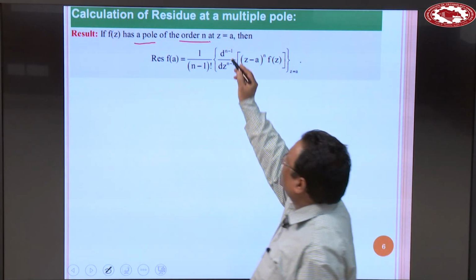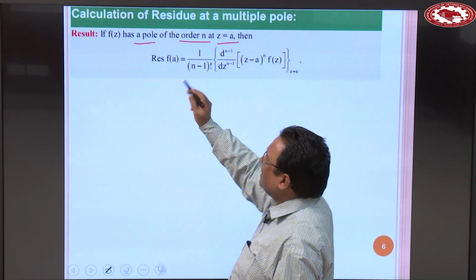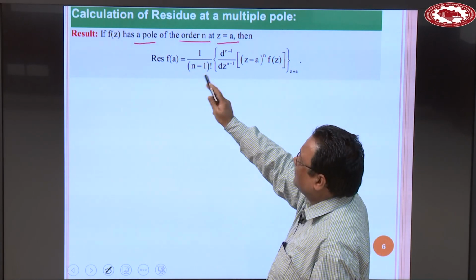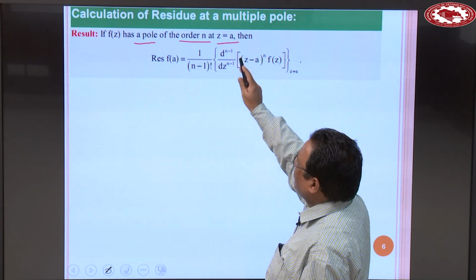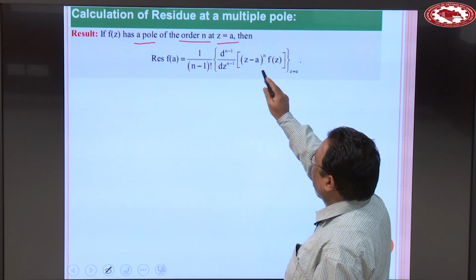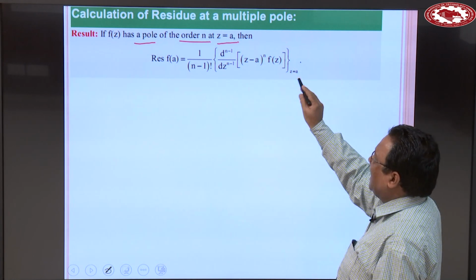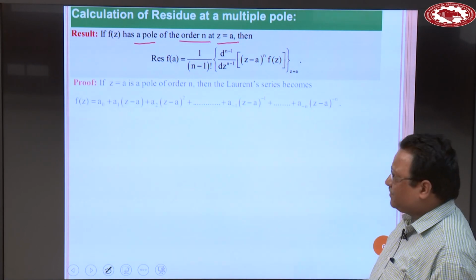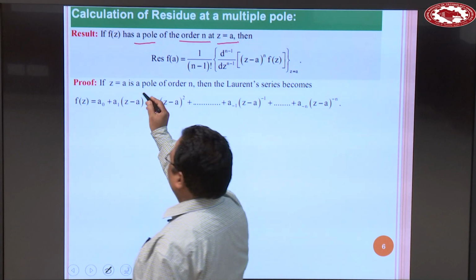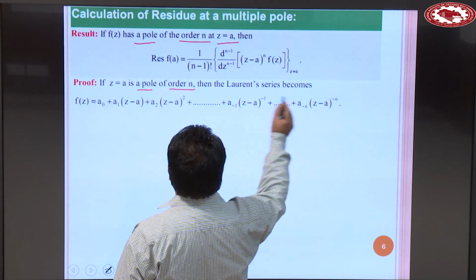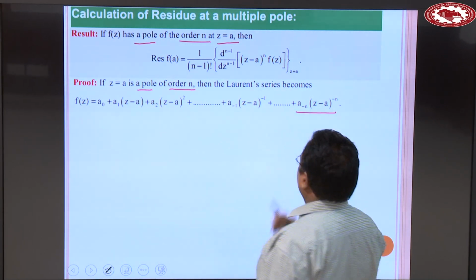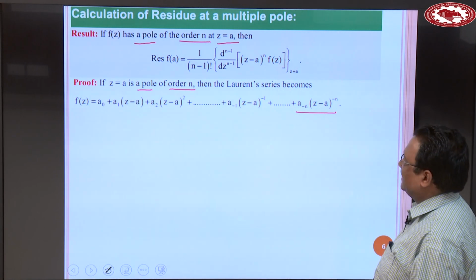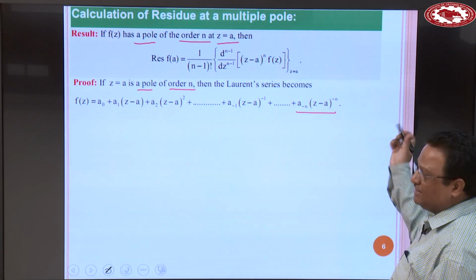at z is equal to a, then the residue of f at a is equal to 1 over (n minus 1) factorial, d^(n minus 1) over dz^(n minus 1) of (z minus a)^n f(z), at z is equal to a. This one is the formula. And how can we evaluate it? We know if z is equal to a is a pole of order n, then by Laurent series we have the last term a minus n (z minus a)^(minus n), and all other negative terms are 0.